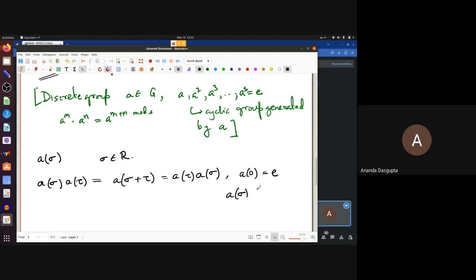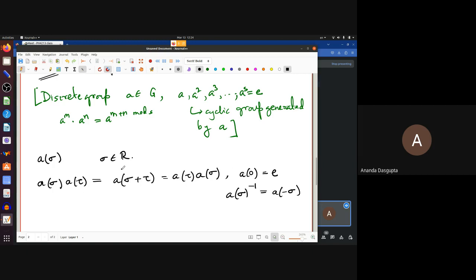And what about the inverse of A of sigma? The reason I have to show A of 0 equal to identity is really because I want to prove that this is a subgroup. A subgroup means the identity has to be in there, and the inverse of every element has to be in there. The product of two such elements is one such element; that's there in the very definition. So the inverse of A of sigma has to be A of minus sigma, again something which is clear from this definition.